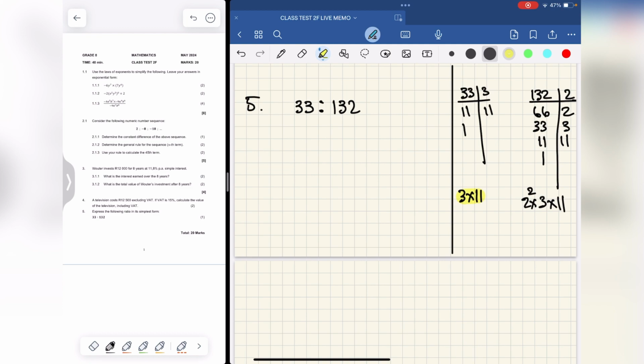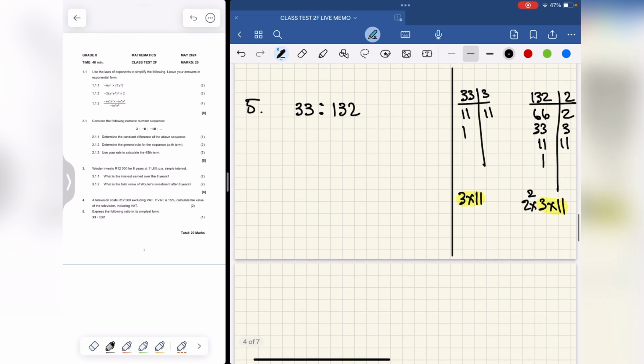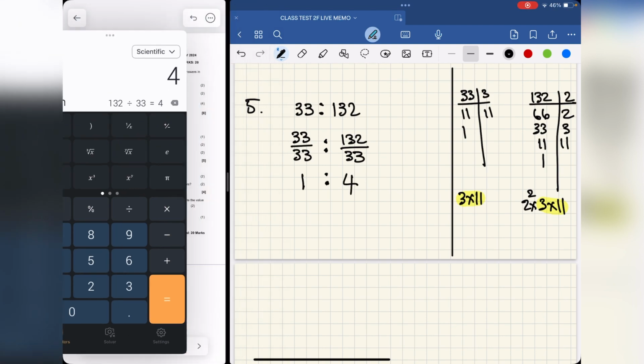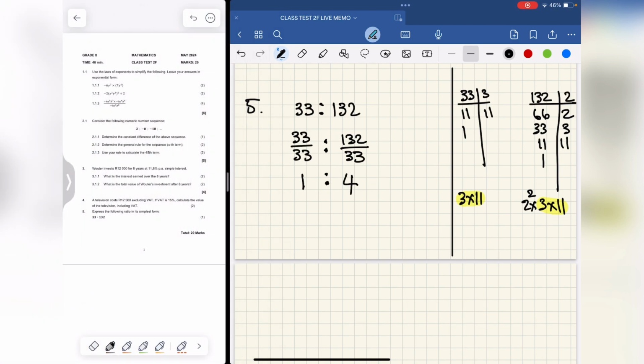my commons is 3 and 11. Okay, so 11 times 3 is 33. In other words, 33 is the biggest number that can divide into both of these numbers. So I will take 33 divided by 33, and I'll take 132 and divide it by 33. Now 33 divided by 33 is 1, and 132 divided by 33 is 4. And there we go. That is our ratio in its simplest form.